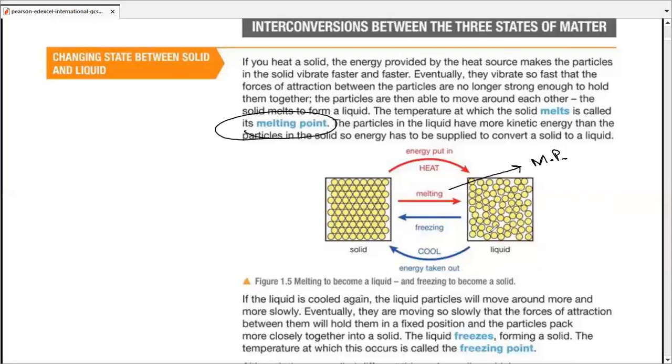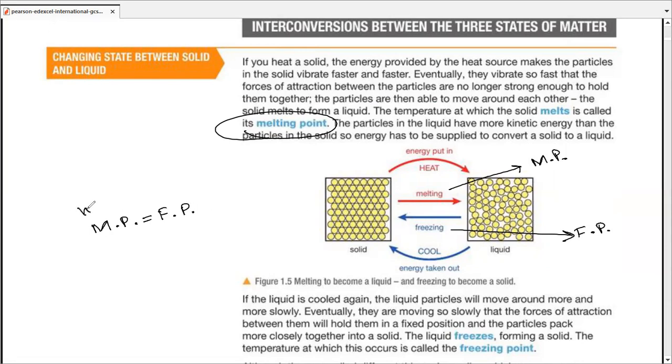And if we go vice versa, we can convert a liquid into solid by freezing. The specific temperature at which it occurs is freezing point. For most of the substances on the planet, melting point would be equal to freezing point. However, there are substances which may have different melting and freezing points. All right. But for most of them, it's the same.